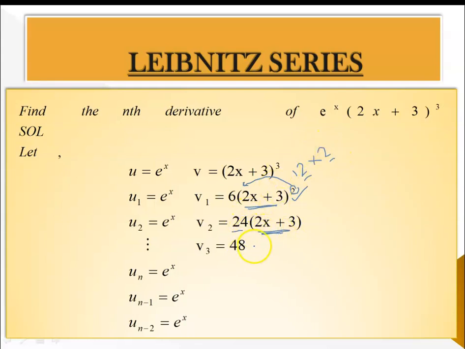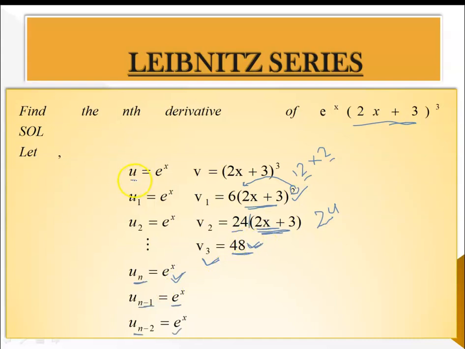Similar goes for the next case. We take its derivative. 24 is the coefficient and the derivative of 2x plus 3 is 2, so 24 into 2 is 48. What we observe from this is that we have to differentiate 3 times, and we get the final constant value from this part. That's why we have used this function as v, because we knew that when we do this we will reduce our function to a constant value.